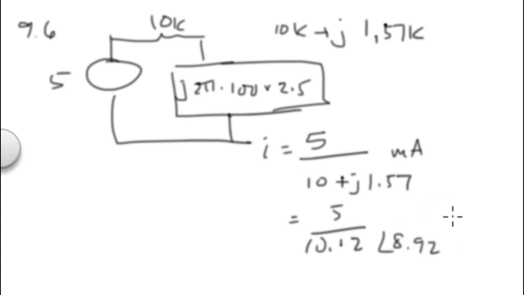So when we do the 5 divided by 10.12, we get 0.494 at angle minus 8.92 degrees. Okay, so there's our answer, and that's in milliamps. Okay, so now number 7.